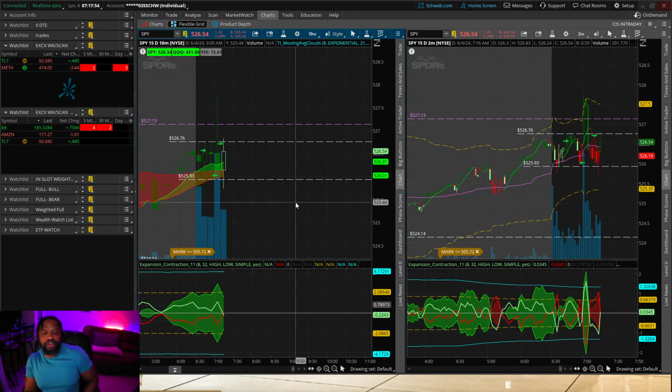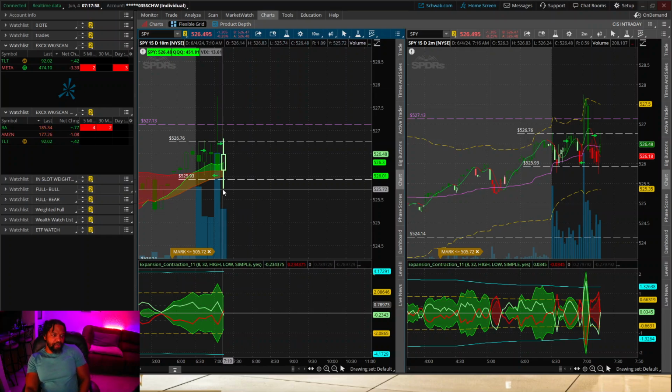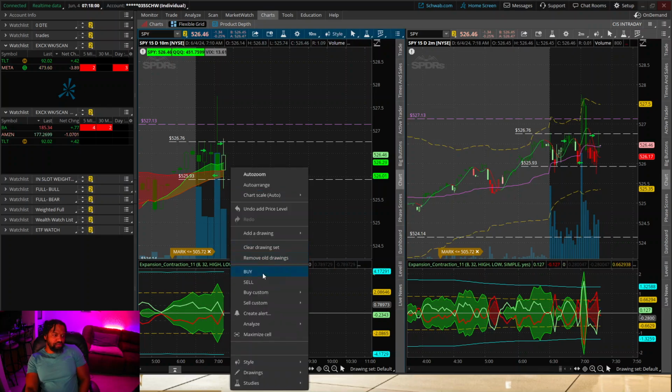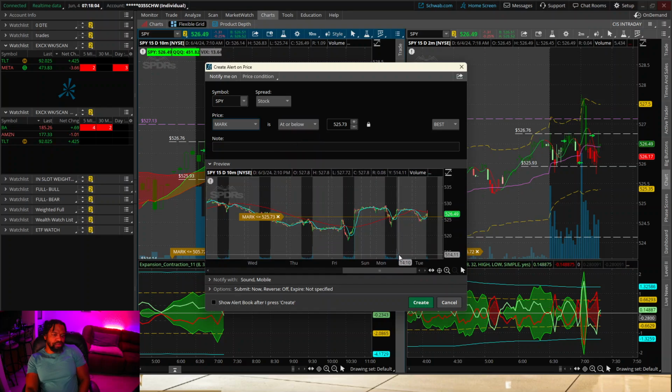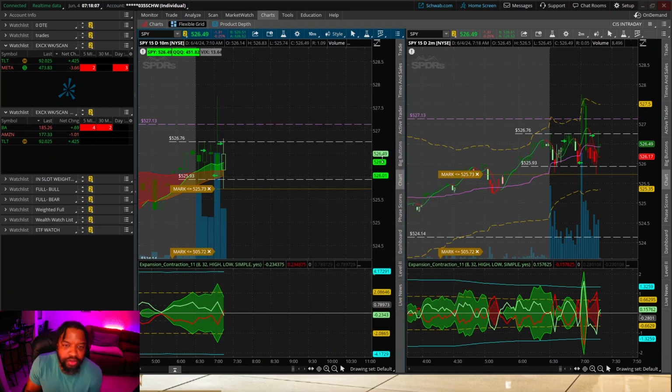Yeah. So there's your juicy barcode range. If it breaks low, we'll let it go, but it has to break low. Okay. So if it breaks low, we'll let it go.